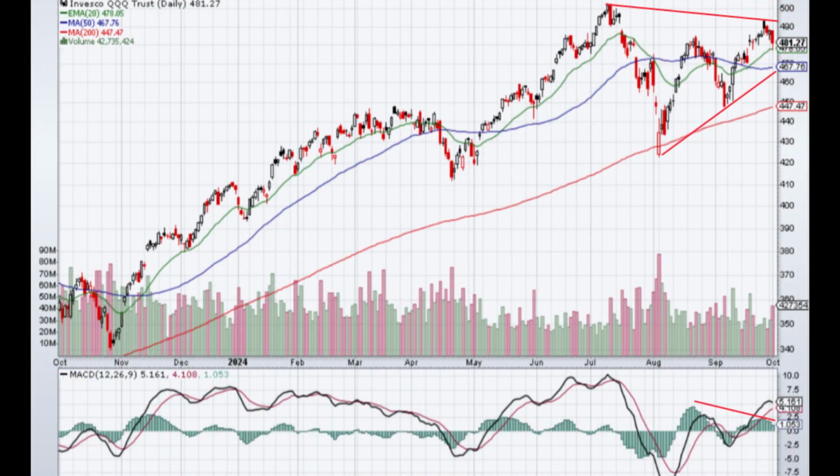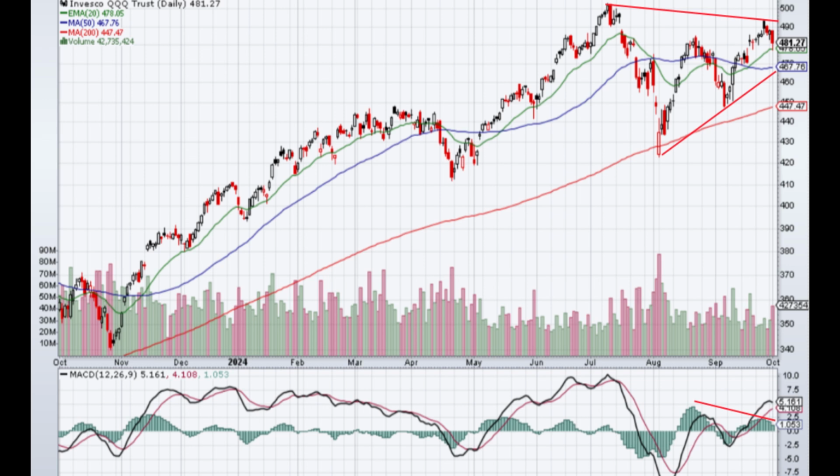Moving on to the daily chart of QQQ, we can observe a strong upward trend, supported by the ascending 20-day EMA, green line, the 50-day SMA, blue line, and the 200-day SMA, red line. Currently, QQQ is trading above all three moving averages, suggesting that the market remains in a bullish stance. The relative strength index, RSI, is not displayed here, but the MACD histogram below indicates positive momentum, showing that the bulls are still in control.